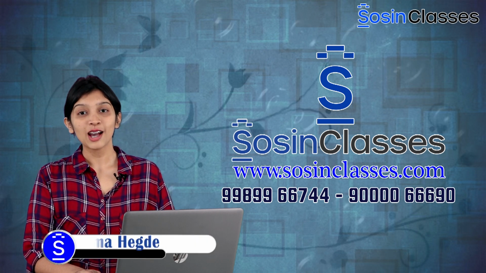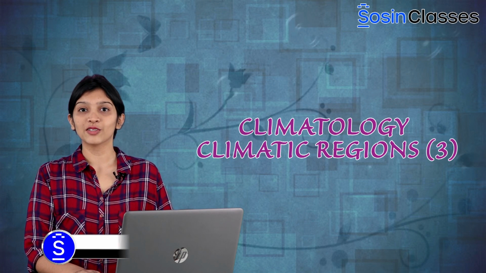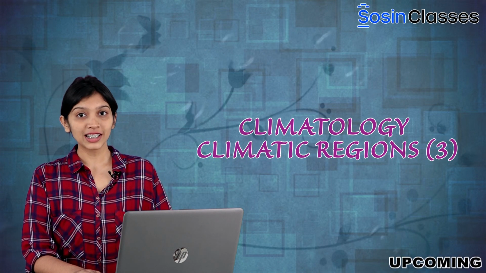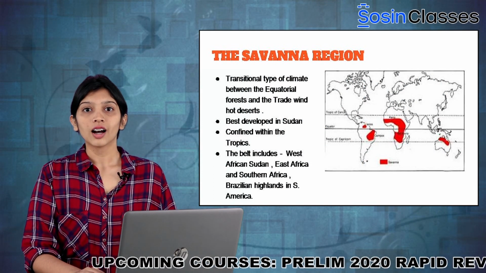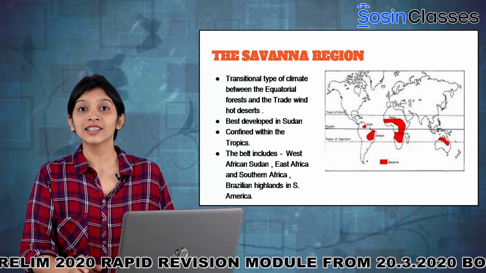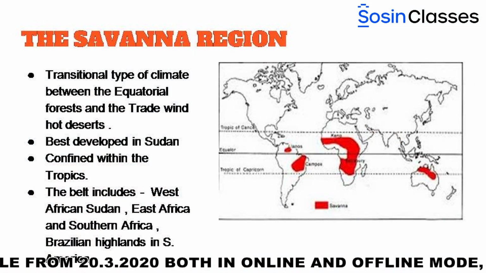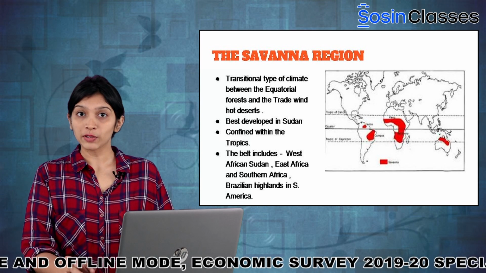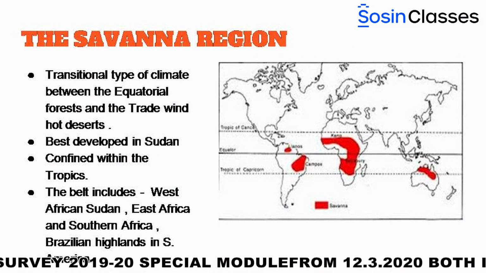This is Hima Hegde presenting before you a video series on the topic climatic regions around the world. This is the third part of the video series. The climatic region under focus in today's video session is called the Savanna region. The Savanna climatic region is a transitional type of climate, or say the intermediate climatic region between the equatorial forests and the hot desert region. We have already paid a visit to the equatorial climatic region, and we will be dealing with the hot desert climatic region in the subsequent sessions.